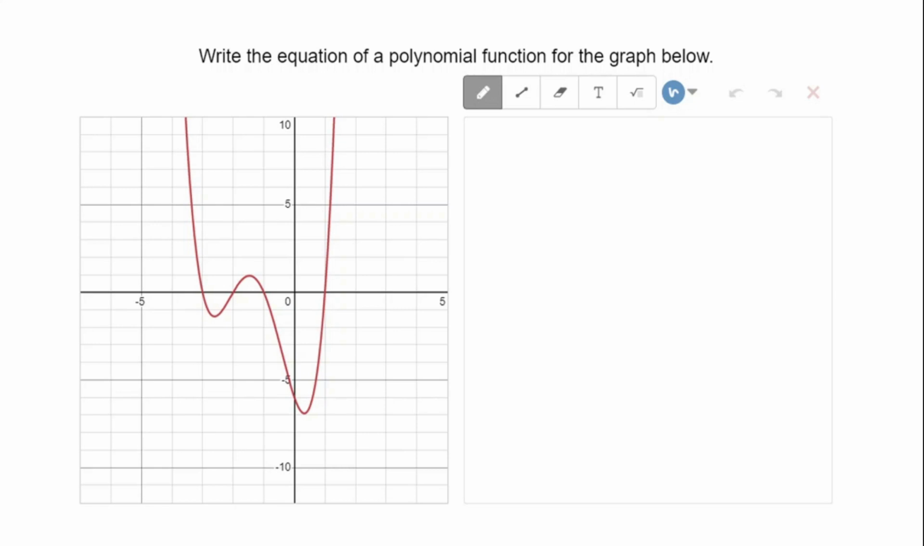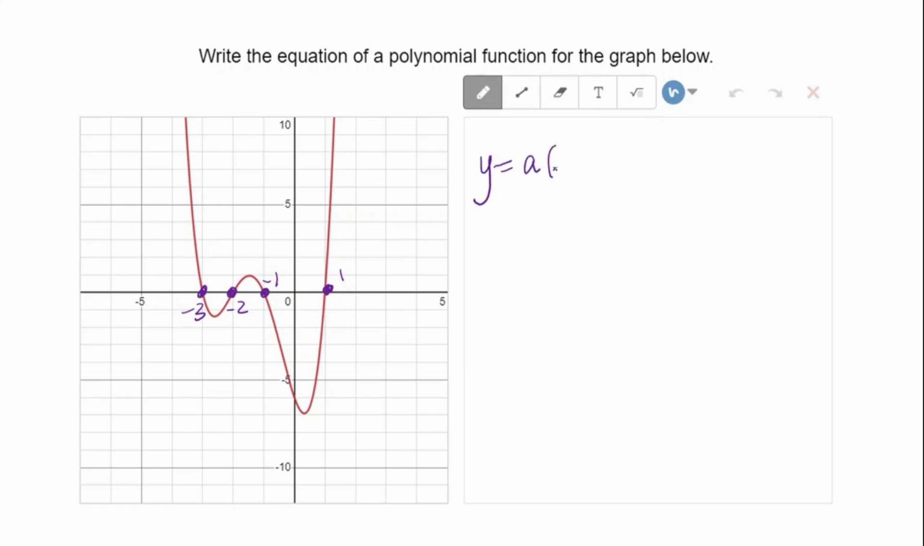Let's write polynomial equations from the graph. So your first step is to identify your x-intercepts. We have an x-intercept here at -3, -2, and -1, and there's also one over there at +1. All right, so our first step after we identify those x-intercepts is the same first step as the last video.